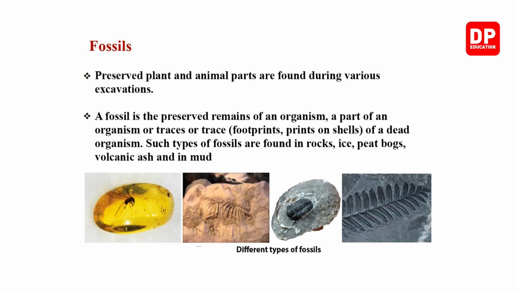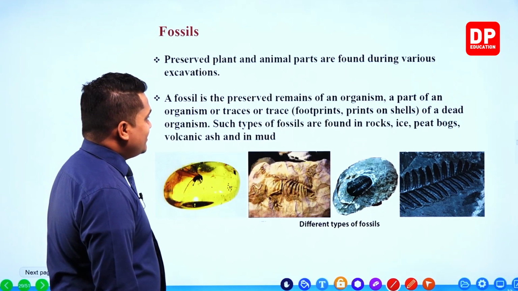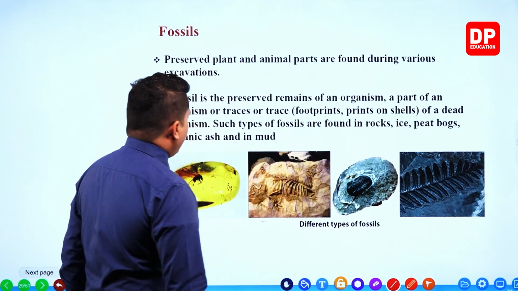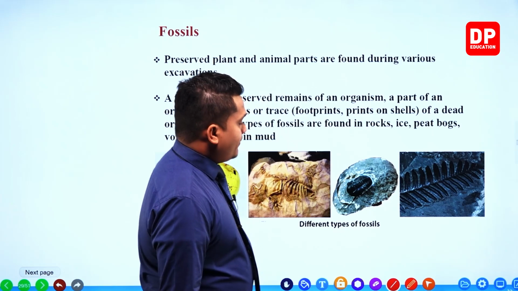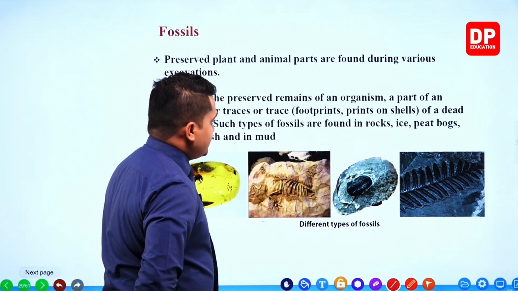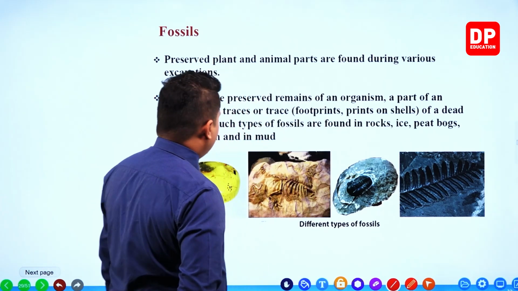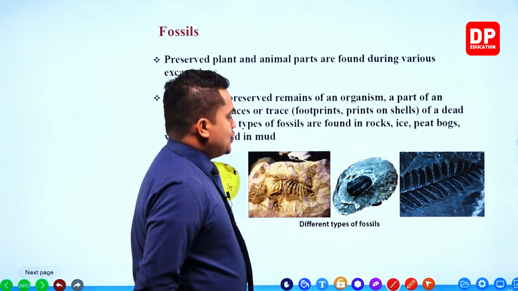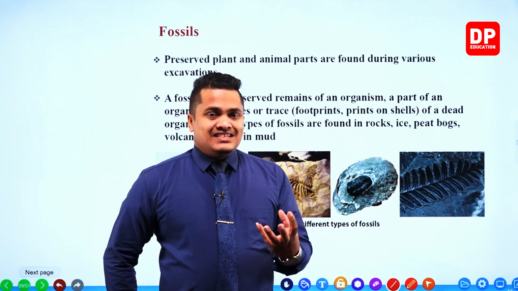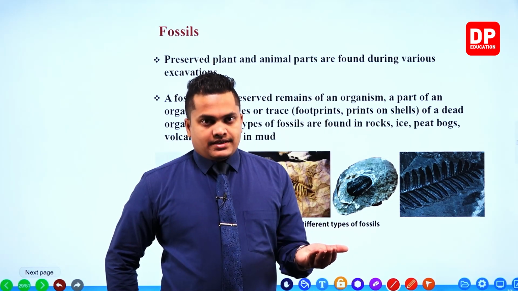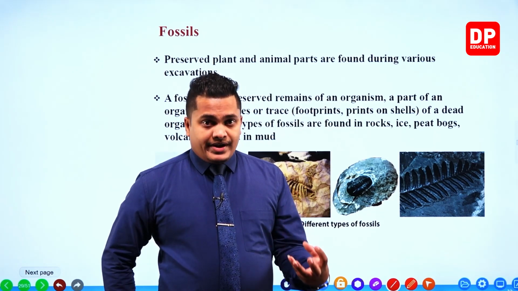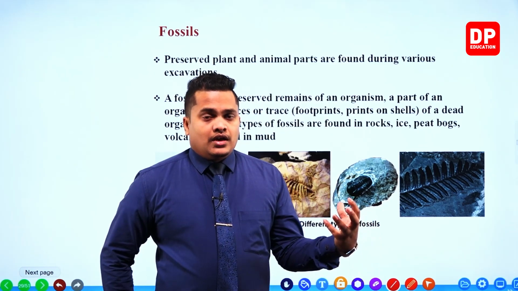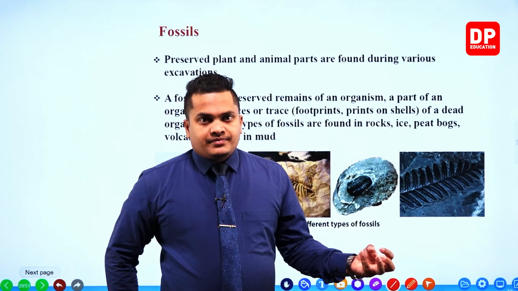So the fossils. Preserved plant and animal parts are found during various excavations. A fossil is the preserved remains of an organism, a part of an organism, or traces or trace. It can be footprints, prints on a shell of a dead organism. Such types of fossils are found in rocks, ice, peat bogs, volcanic ash, and in mud. So fossil, like I said, is a residue of a certain organism, a remain of a certain organism. It can be a part of a certain organism or the entire organism, or sometimes footprints or any other structures, right? Like shells or body skeletons, anything.